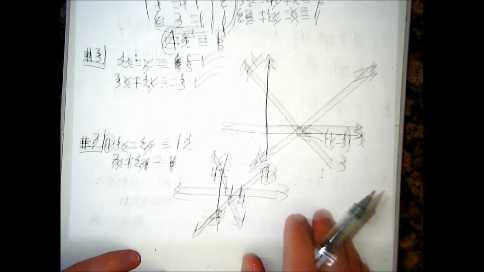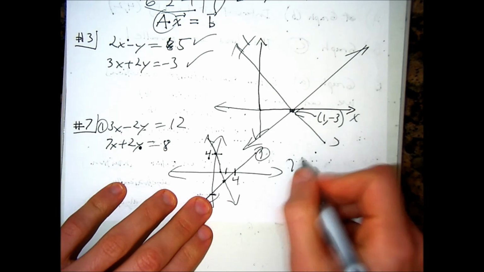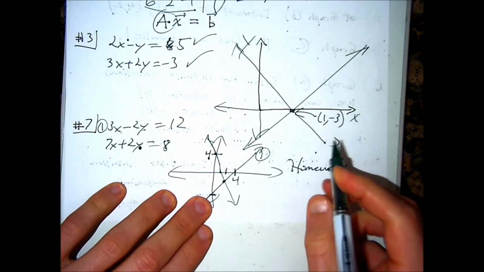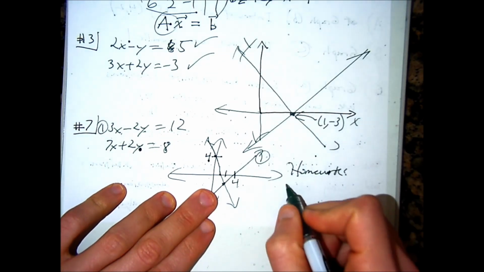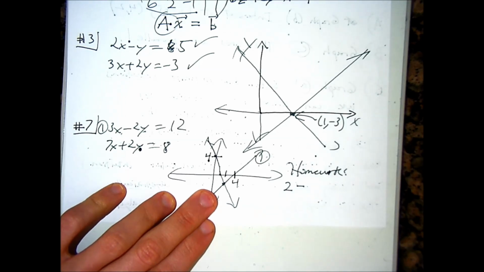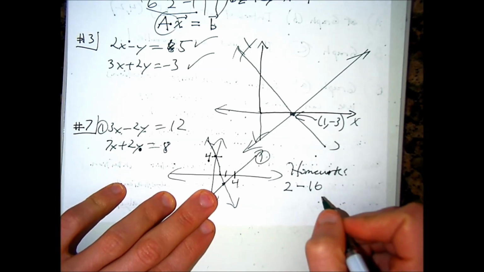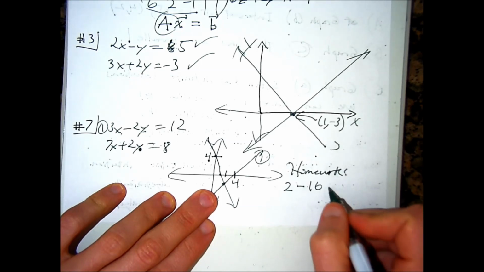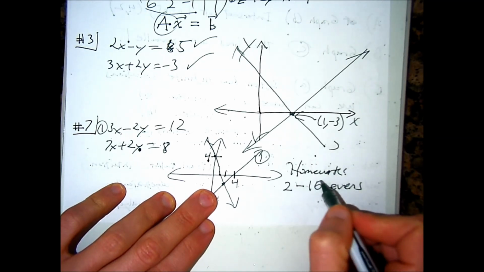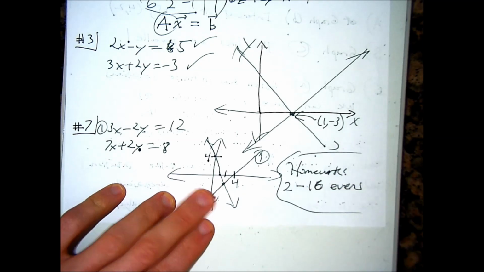So that's the homework. It will be numbers 2 through 16, and let's say evens, because that's 8 problems. That's not that big a deal. So there you go. Have fun.